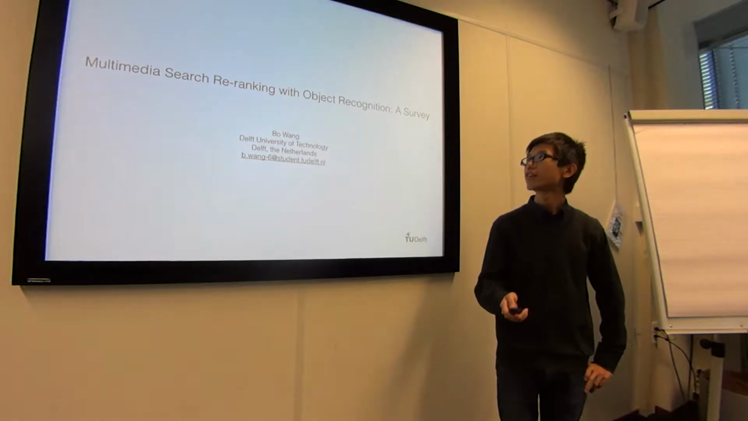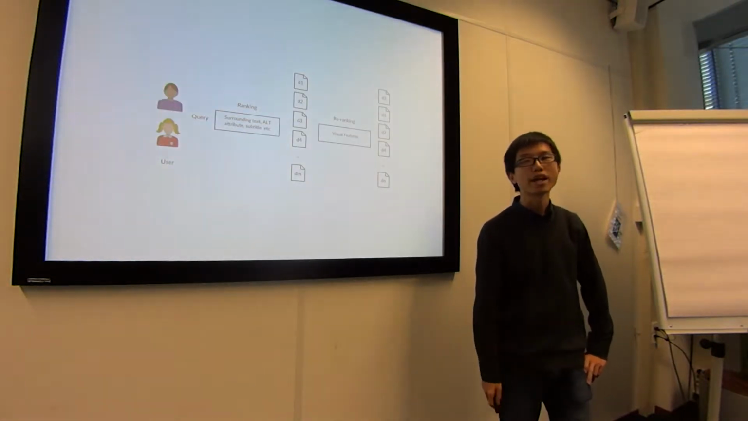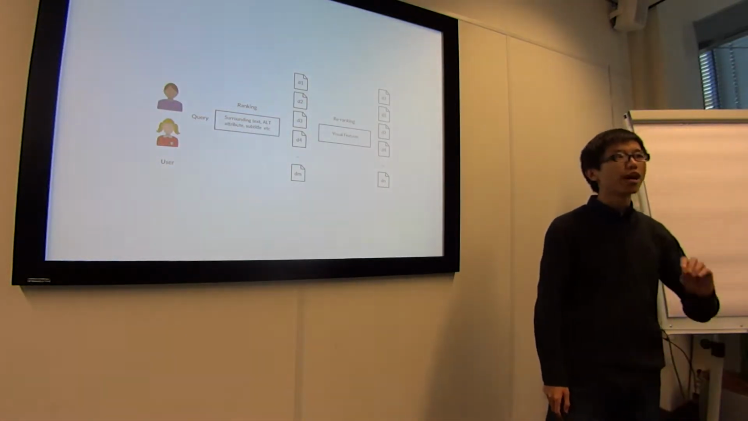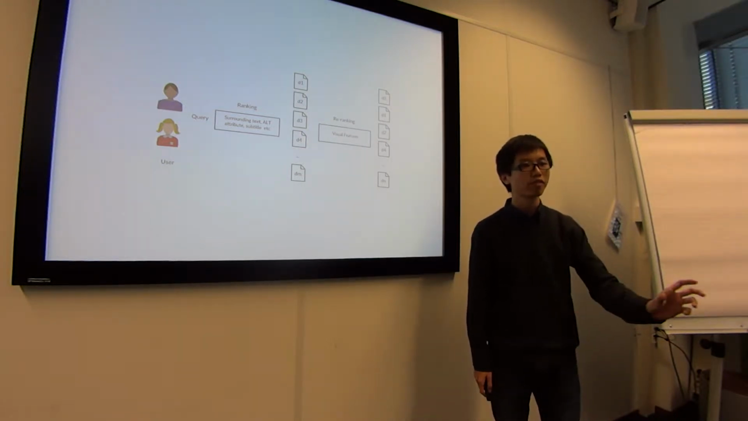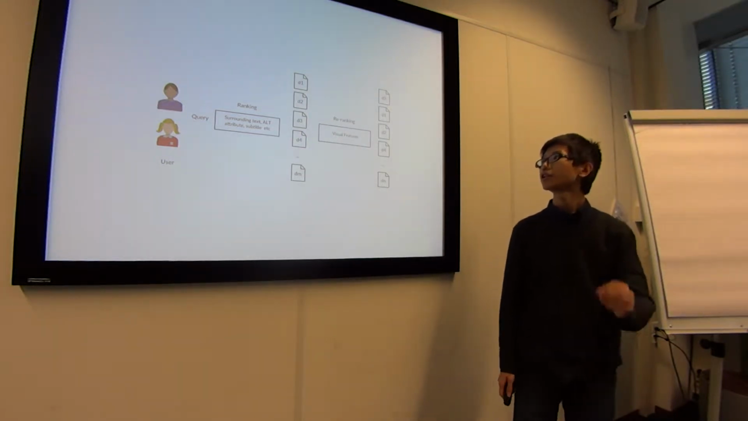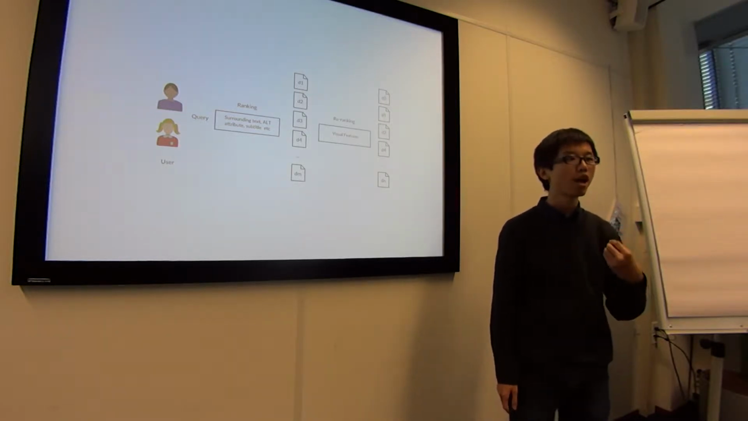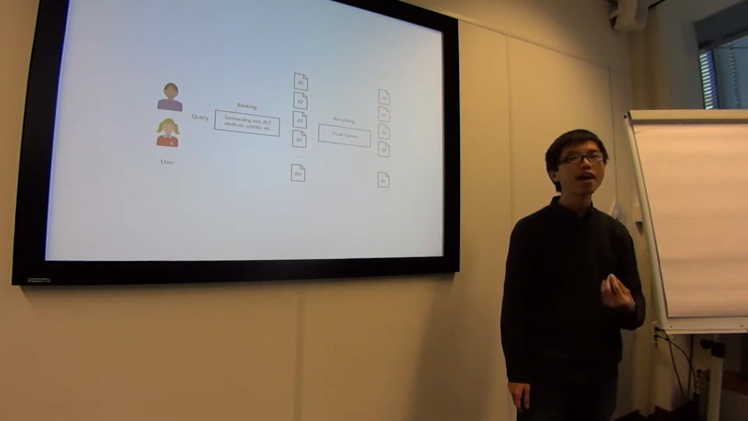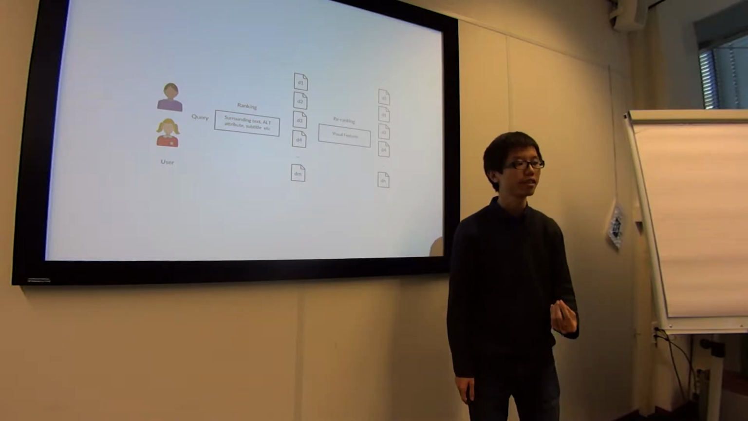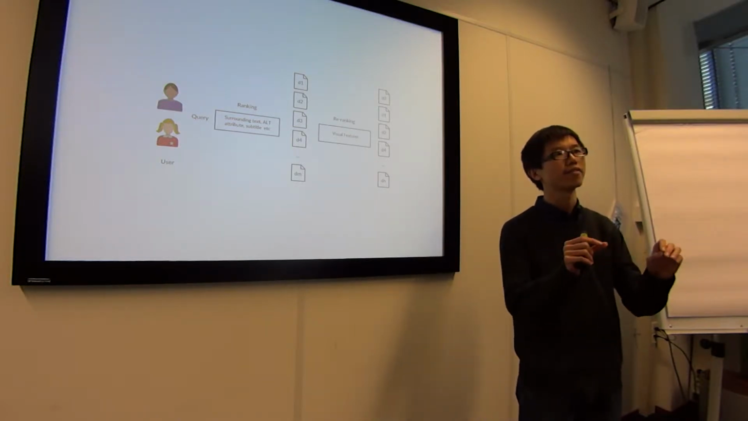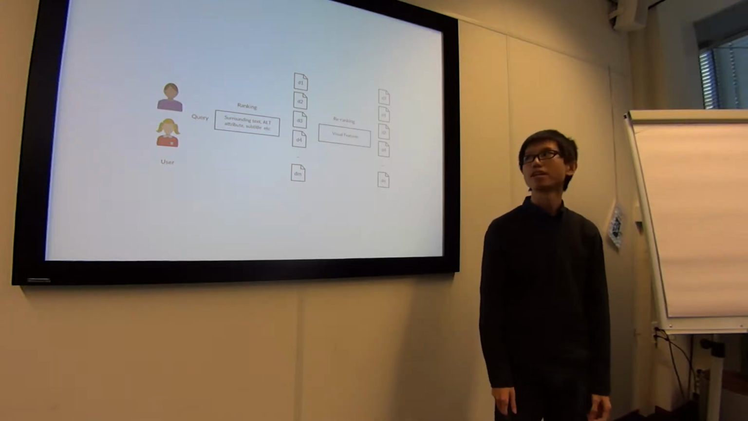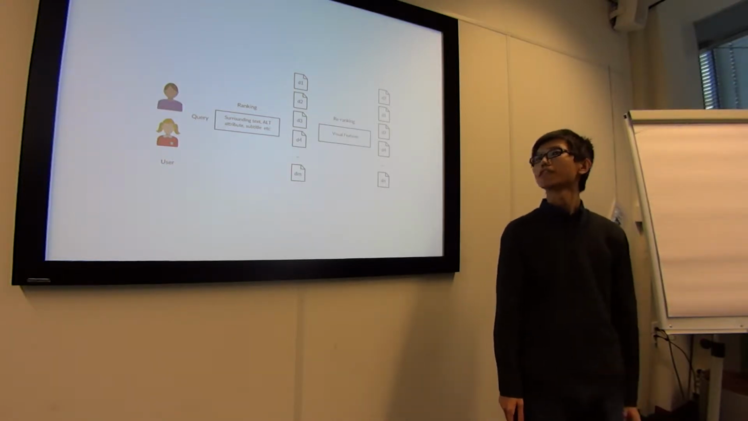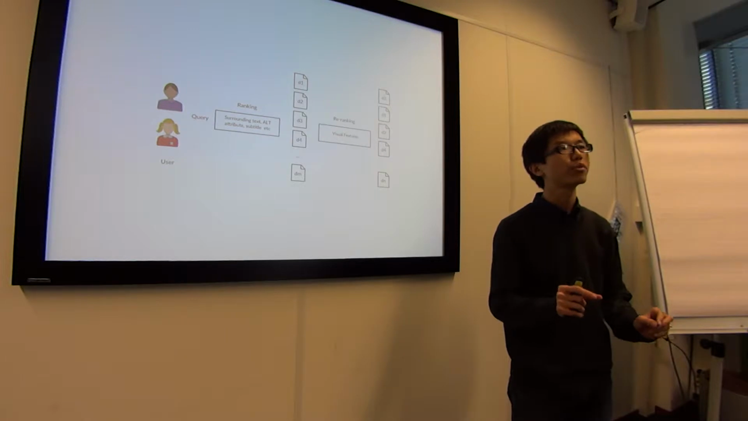First of all, what is multimedia search ranking? Imagine you are a multimedia search engine user and you want to search for some multimedia documents, and you input a query, but the current search engines rely heavily on text descriptors. For example, the surrounding text of the multimedia document or the assigned text given by the user. But this often leads to unsatisfactory results.